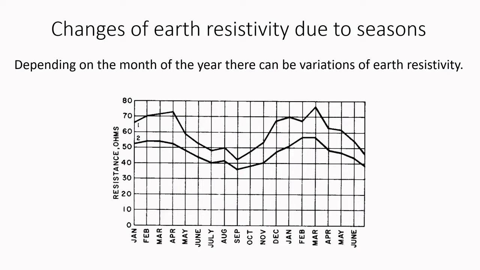Also, there can be changes of earth resistivity due to the various seasons of the year. This is not very applicable to Sri Lanka because we don't observe seasons in Sri Lanka. We have a steady climate. But non-tropical countries can observe variations of their earth resistivity in various months of the year. In this table, you can observe how the earth resistance has gone up and down throughout the year in non-tropical countries.